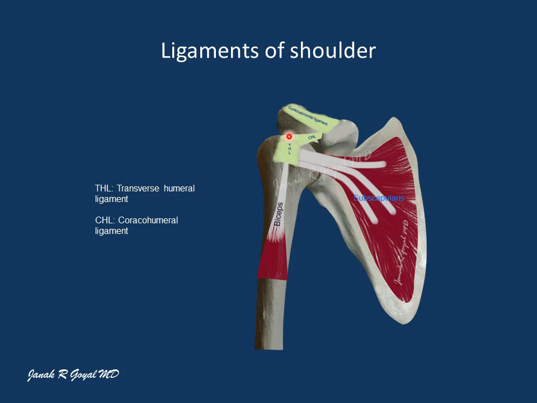The rotator cuff interval is reinforced by the coracohumeral ligament. The transverse humeral ligament passes between greater and lesser tuberosities. It acts as a retinaculum for the tendon of the long head of biceps.